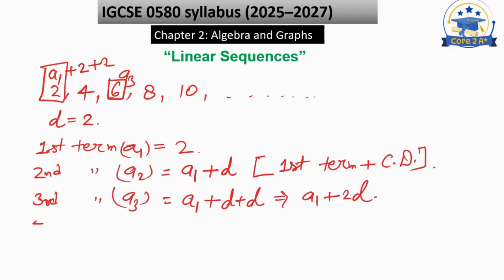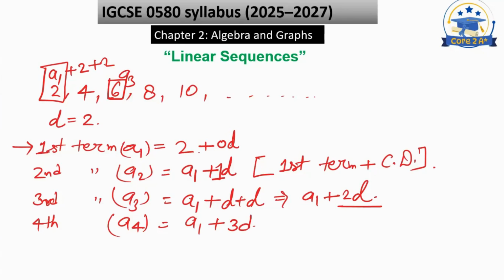How can we get the fourth term, A4? A1 plus, how many times do we need to add D? See, can you see the pattern? In the first term, how many times are we adding D? 0 times. Can I write 0D? Okay, it is 0D, then 1D. Now here we have 2D. So what should it be here? 3D.